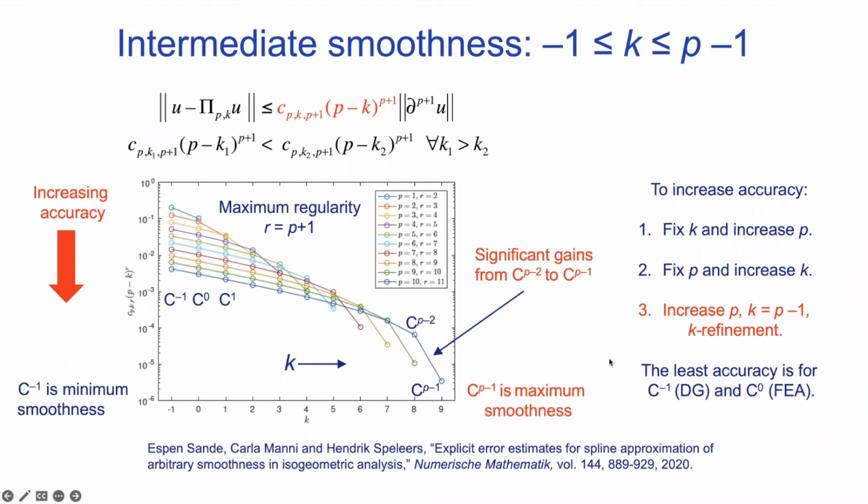To get the optimal accuracy, you want to increase p, higher order, and you want to take the smoothness to be as much as it can be, which is p minus 1. If you go higher, you have a global polynomial rather than a piecewise spline. So that's as smooth as you can make it, and going to maximal smoothness gives you the biggest drop, the most bang for the buck right there. And that's essentially k-refinement. So that's where you get the most accuracy. Now notice, where do you get the least accuracy? Discontinuous Galerkin method, C0 finite elements. Everything else, as you get smoother, you get better.